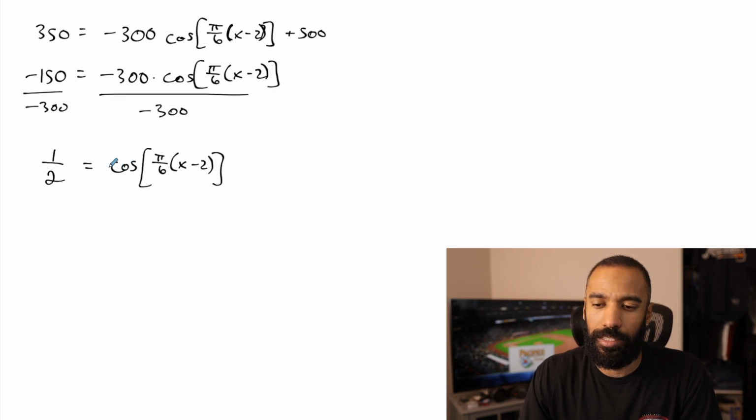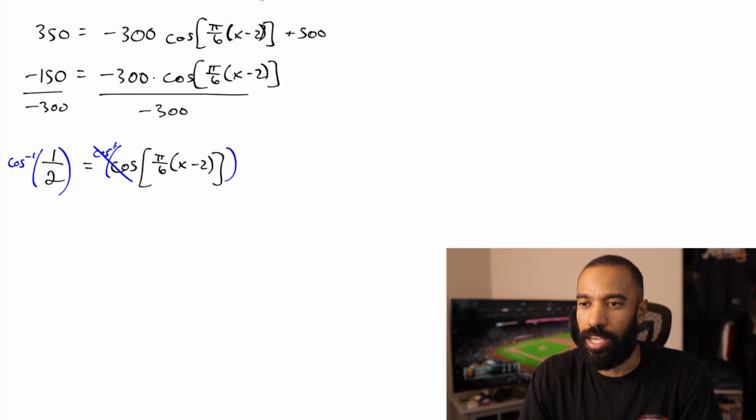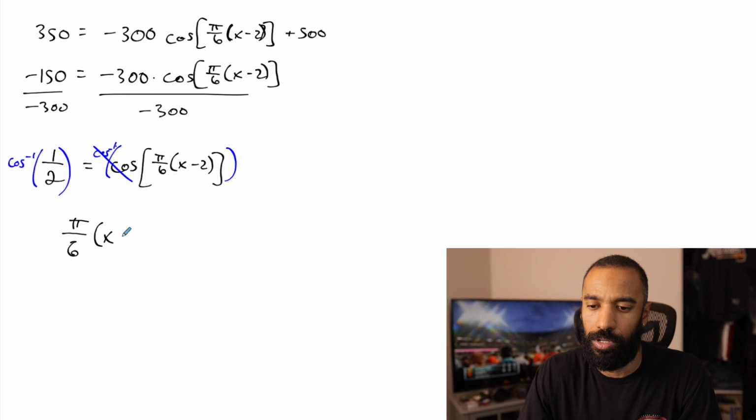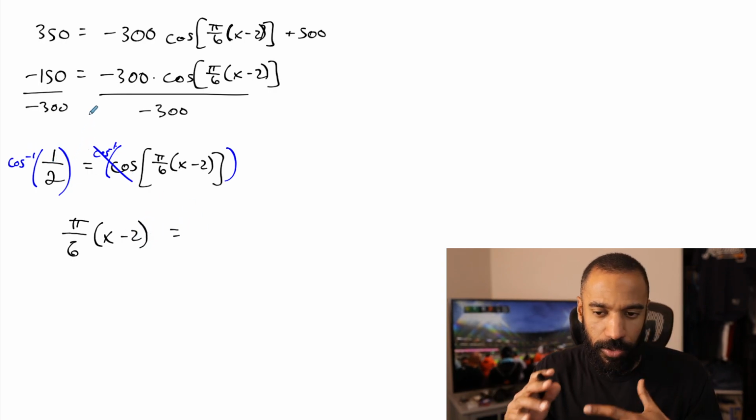To get cosine away on this side here, we're going to take the inverse cosine of both sides. Inverse cosine of this side, inverse cosine of that side. Now I'm going to cancel out the cosines there. I am left with pi over 6 times x minus 2. And here we're taking the inverse cosine of 1/2. Once again, something you've got to be able to do.